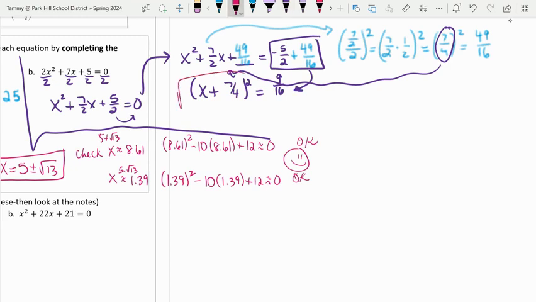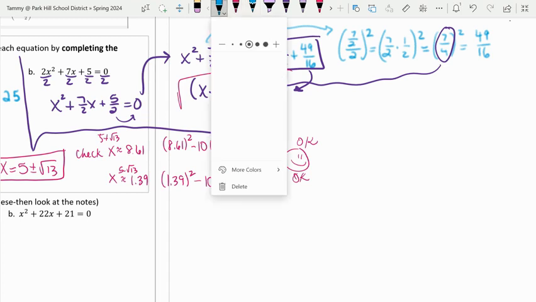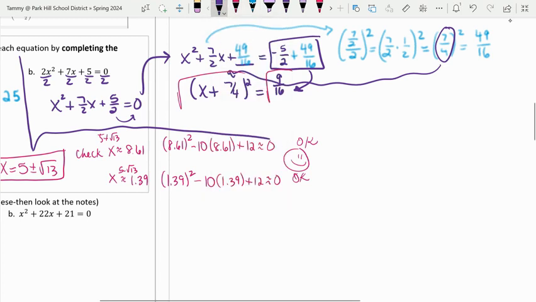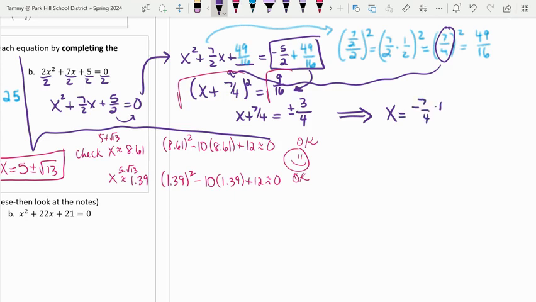Same thing as before, take the square root of both sides. So this ends up being x plus 7 over 4 equals plus or minus. The square root of 9 is 3. Square root of 16 is 4. So let's go over here and finish this. I'm going to rewrite it. I'm just going to move the 7 over 4 over. So that will be x equals negative 7 over 4 plus or minus 3 over 4.